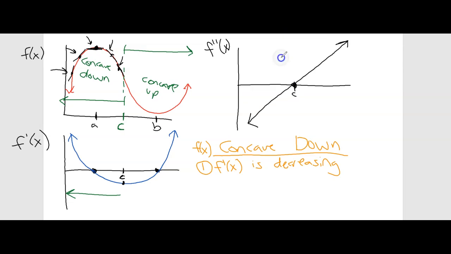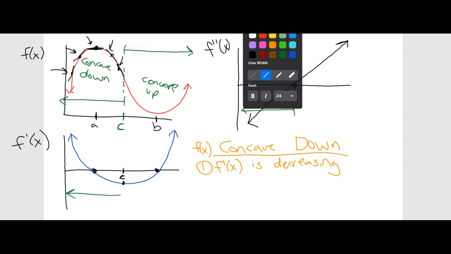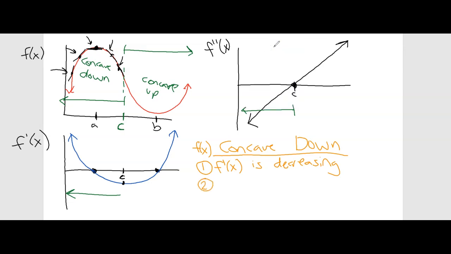Let's look at what's going on with our f double prime graph. Again, to the left of C, as I approach C, my f double prime graph is increasing and it's negative. And what we're going to pay attention to is the fact that it is negative. So f double prime of x is negative. Those are the two things you can pay attention to or look for if you want to know where f of x is concave down.